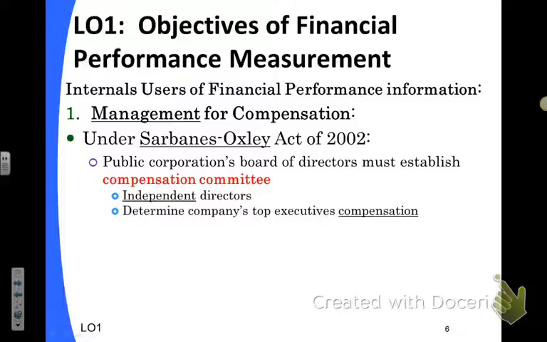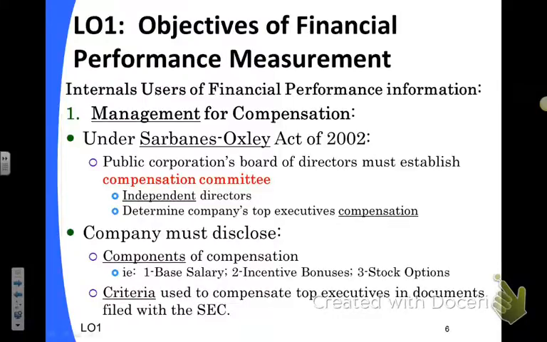So as a result, the Sarbanes-Oxley Act was put into place, and it required compensation committees that provided oversight to ensure that management was operating ethically. These compensation committees consist of independent directors, and they help determine the compensation for the top executives.